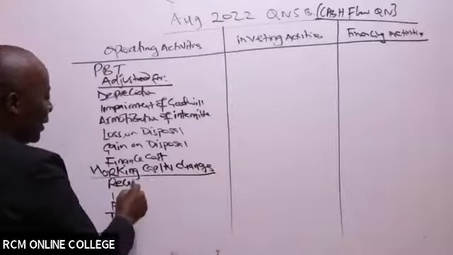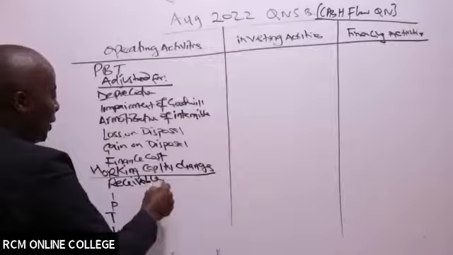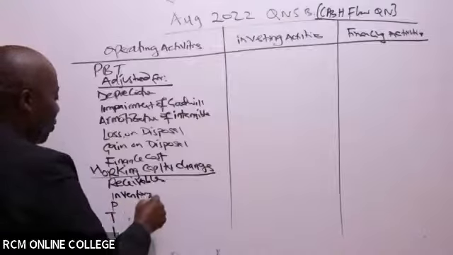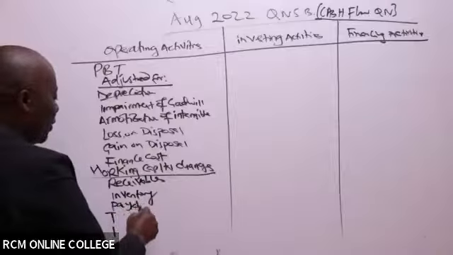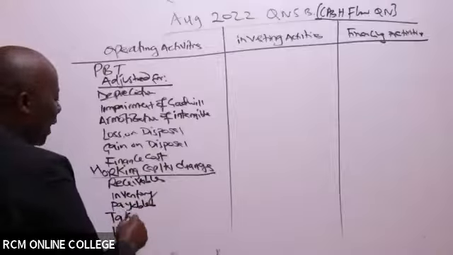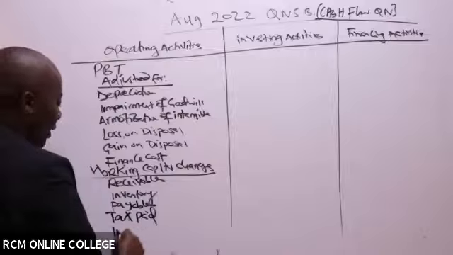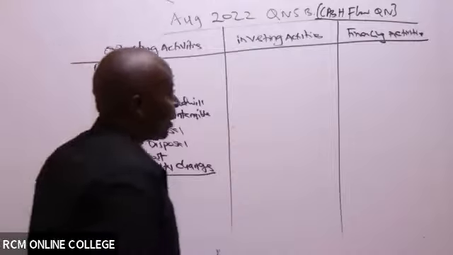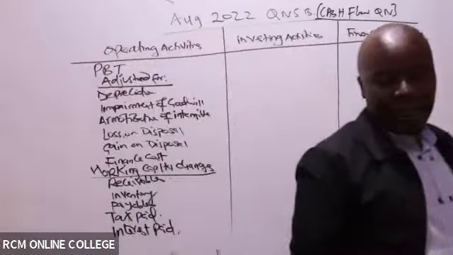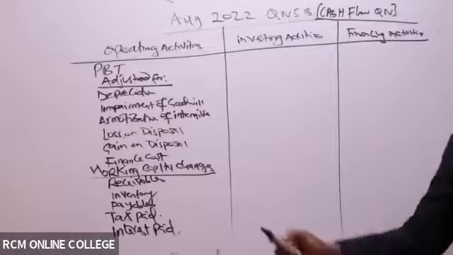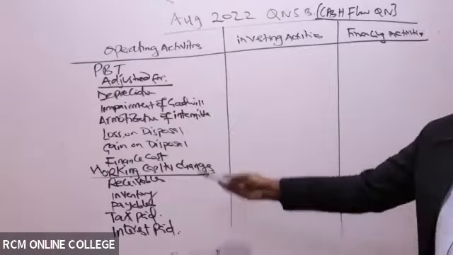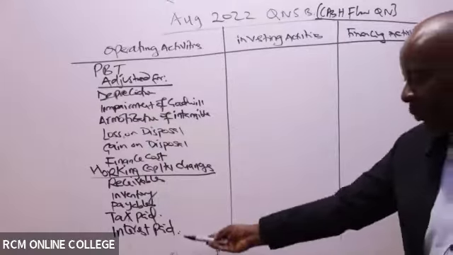These are receivables, inventory, and payables. We have tax paid and interest paid. These two workings are very, very critical. Let me know once you, great students of mine, are able to finish writing up to here.